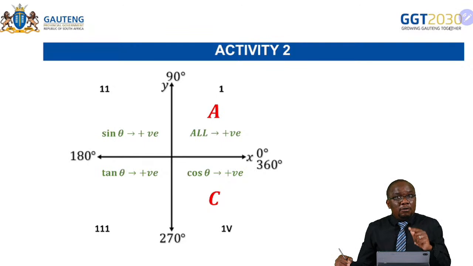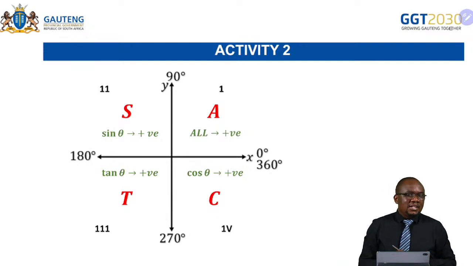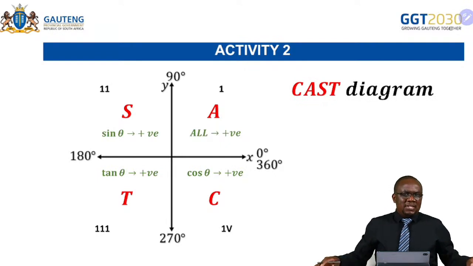A here means all of them are positive in quadrant 1. Quadrant 2, it is only sine theta which is positive. The other two trig ratios are negative. And in quadrant 3, it is only tan theta which is positive. Cos theta and sine theta are negative in quadrant what? In quadrant 3. You see that? Now, this is called the CAST diagram. It is going to assist you a lot.